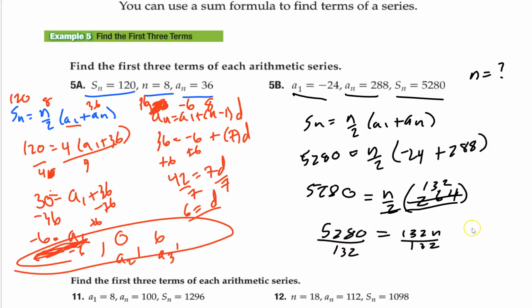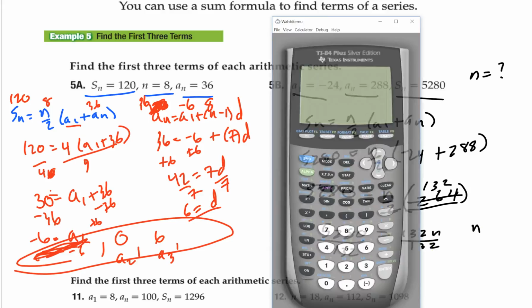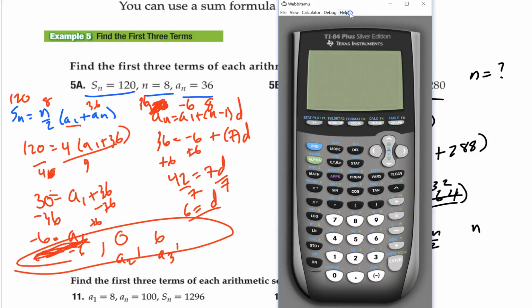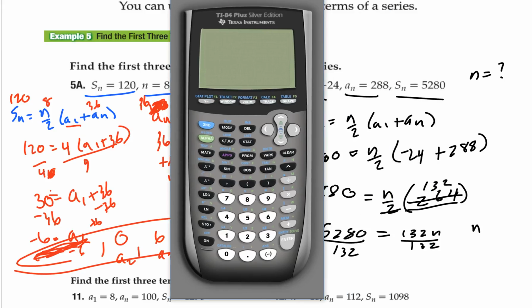I believe you get 5 or 15. Let me use the calculator because I'm making a joke of myself right now. So let's see, and I get 5280 divided by 132. 40.